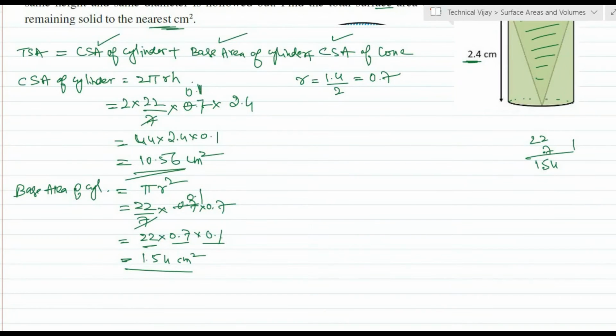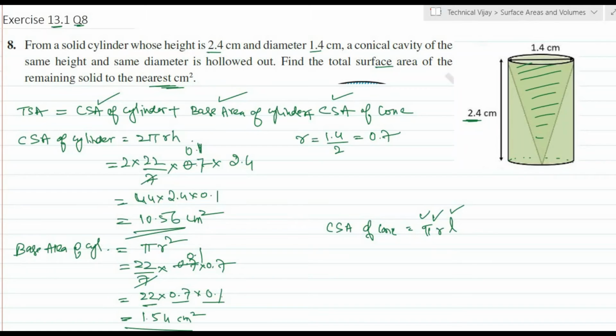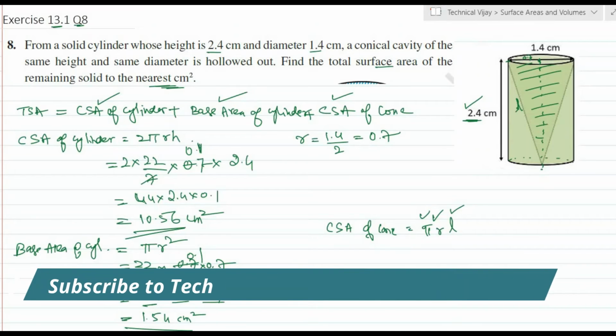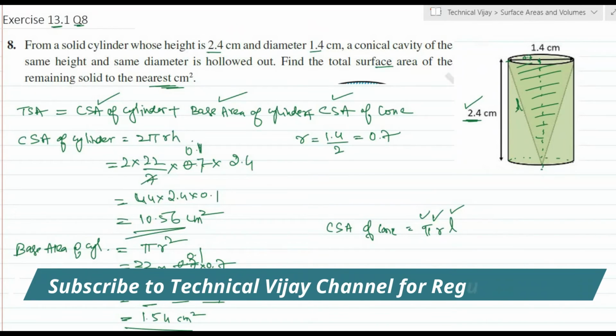Now the curved surface area of the cone is equal to pi r l. Pi we know, radius also we know, but l we don't know, so this can be calculated. Here the radius is 0.7 and the height also we know, that is 2.4 centimeter. This slant height l we have to calculate using the Pythagoras theorem.